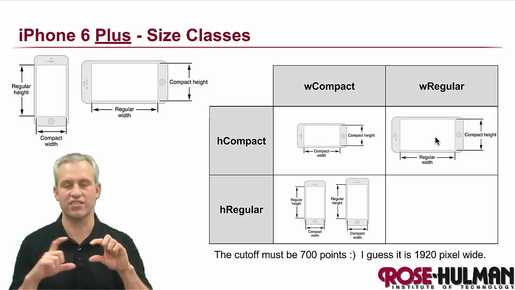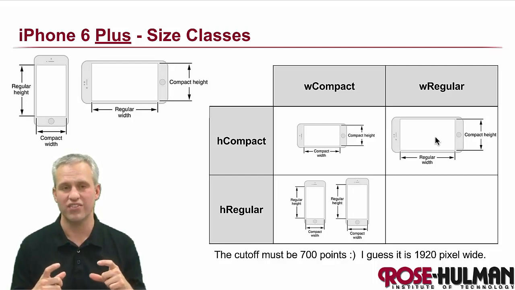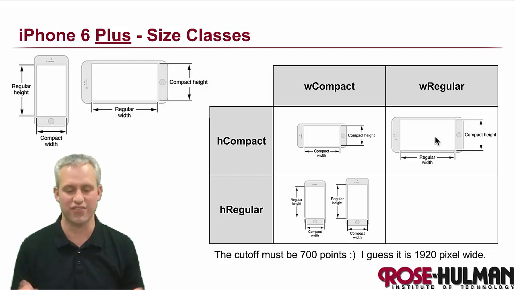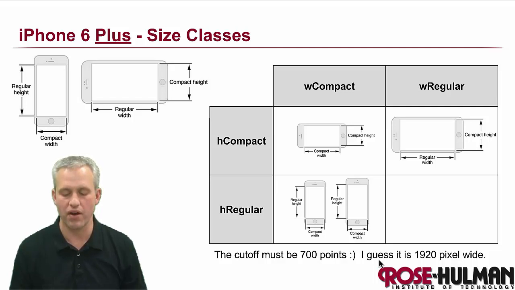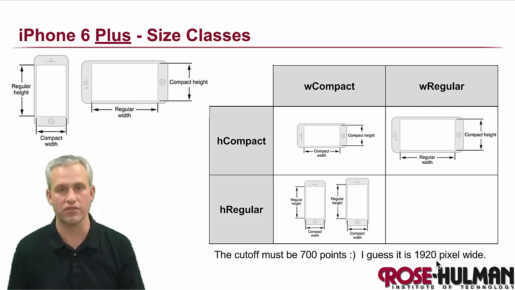It's funny because the 6 and the 6 Plus aren't that different. So it's kind of funny that they fell into 2 different categories. Apparently the cutoff must be 700 points because one's just below 700, the other's just above. But in all fairness, it is actually in real pixels 1920, right? In real pixels, that's pretty wide. So I guess I should not harass them about that choice.